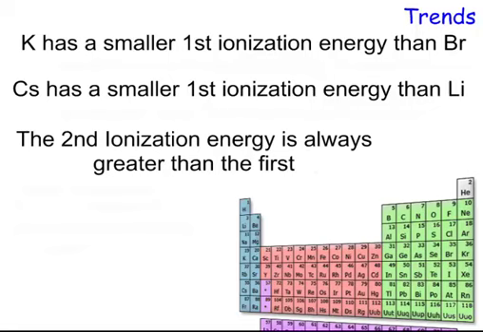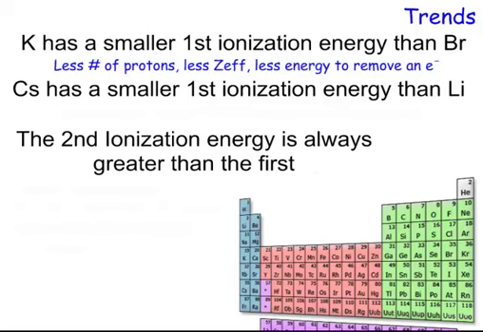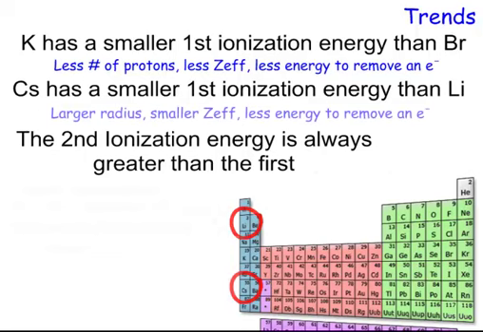Let's take a look at some more trends. Here we have K has a smaller first ionization energy than Br. This is a horizontal trend, so where are we going to go? We're going to go to fewer protons, less effective nuclear charge, which means less energy to remove an electron. That's ionization energy, the energy to remove an electron. Then we have Cs has a smaller first ionization energy than Li. This is a vertical trend, so we want to look at radius. The larger the radius means smaller effective nuclear charge, which means, of course, less energy to remove an electron.